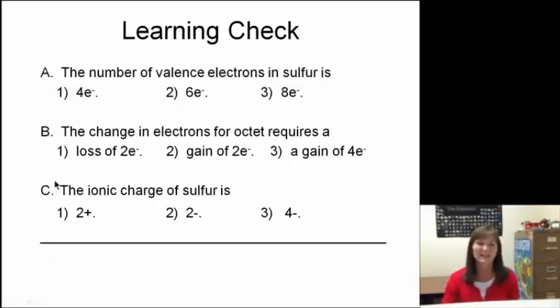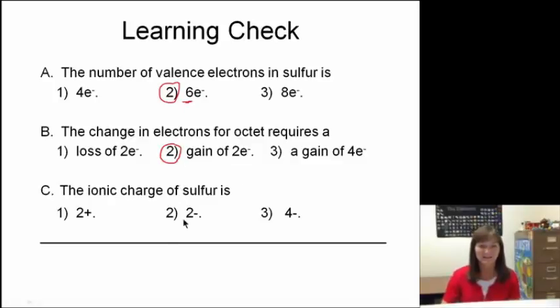Here's another learning check. The number of valence electrons for sulfur is. So you get out your periodic table, you look at the group number, and the group number for sulfur is 6A, so that means it has 6 valence electrons. The change in electrons for an octet to be reached. Well, sulfur is to the right of the stair step, so we know it's a nonmetal. And nonmetals are going to gain electrons to reach their octet. So if it has 6 valence electrons right now, how many electrons does it need to get to 8? The answer would be 2, so it's going to gain 2 electrons. So the correct answer is number 2 there.